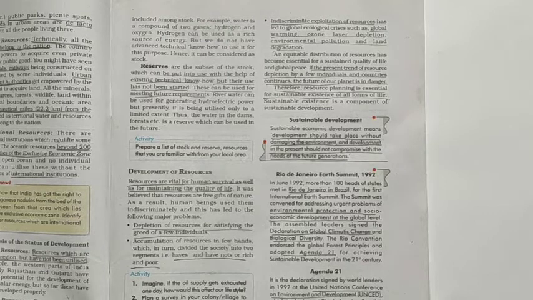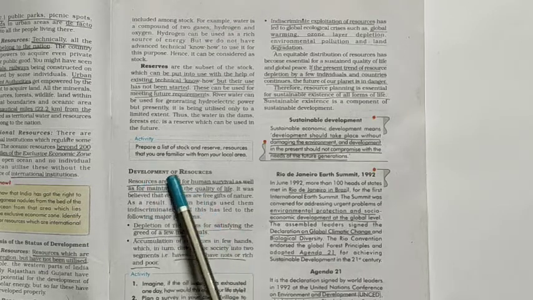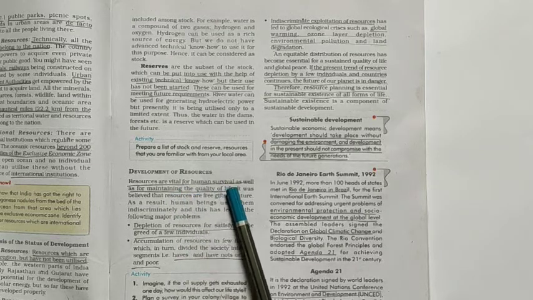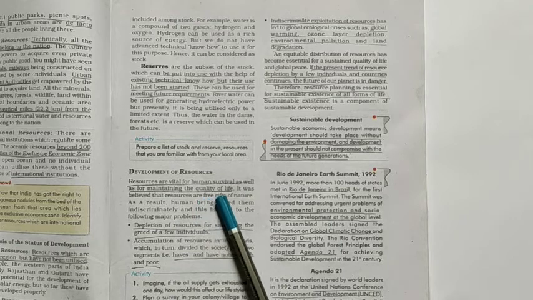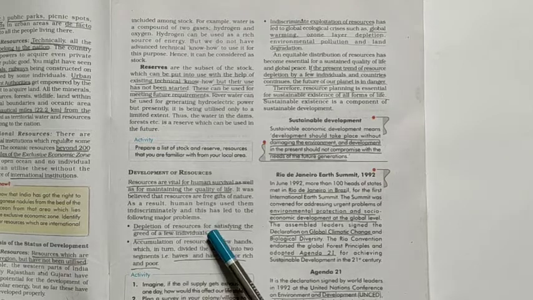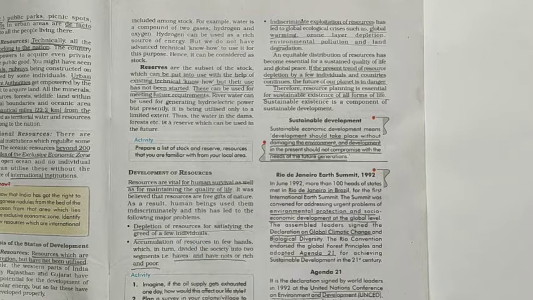After understanding the classification, now let us come to development of resources. Why do we need to develop resources? As we all know, resources are vital for human survival as well as for maintaining the quality of life. Vital means extremely important. We humans have used the resources continuously over the years in such a manner that there are some problems which have disturbed the environment, such as depletion of resources for satisfying the greed of a few individuals.